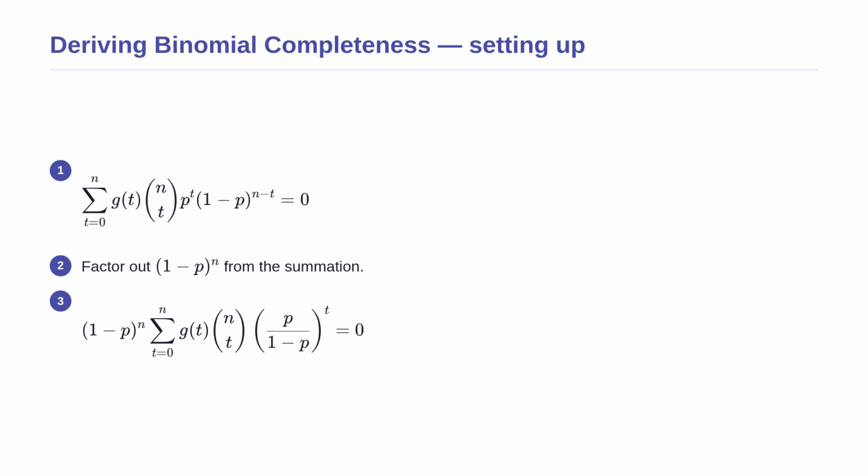To simplify this equation, we factor out the term (1 minus p) to the power of n from the sum. We also group the p and 1 minus p terms together into a single fraction raised to the power of t. Because 1 minus p cannot be 0 unless p is exactly 1, which is a trivial edge case, the summation itself must be equal to 0. This algebraic manipulation sets us up perfectly for the final logical step.